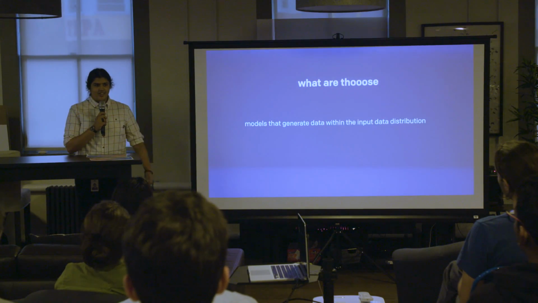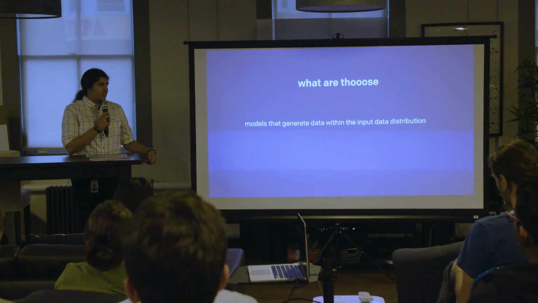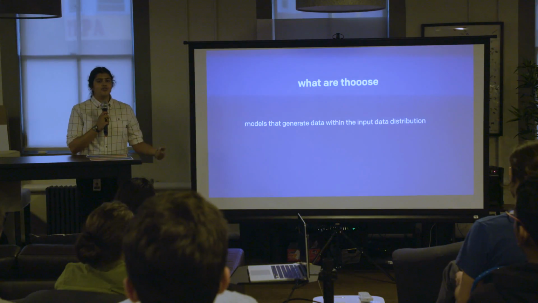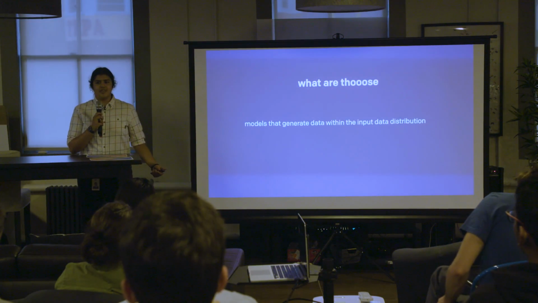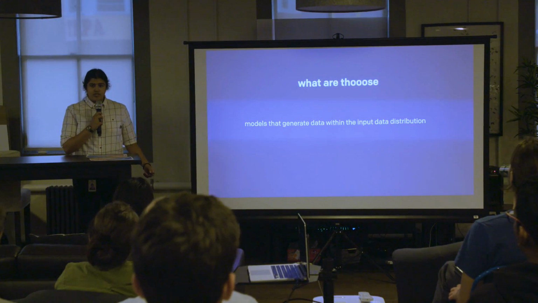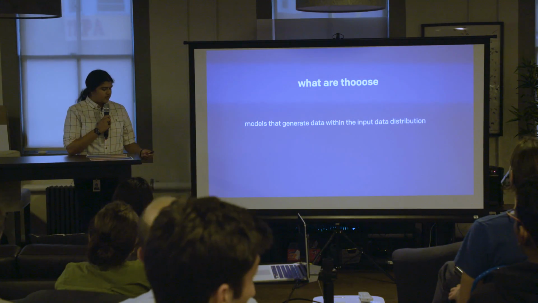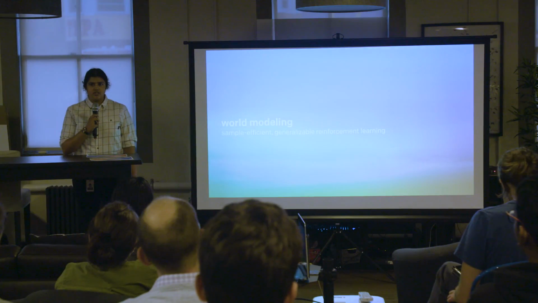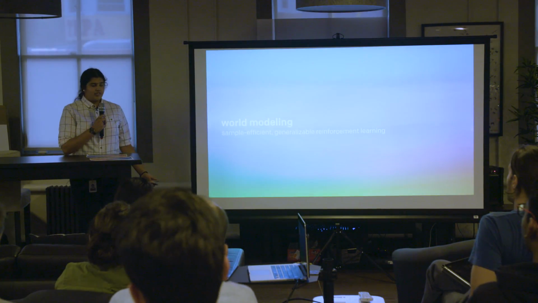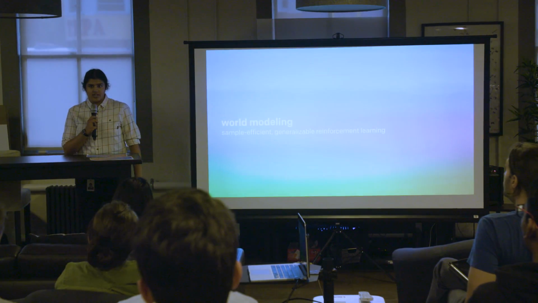It's not inherently clear from my explanation, but when you're able to generate images of dogs, you hope that your model has learned something more useful about exactly what is in the images of these dogs, and it learns some kind of structure that's important. So there are many applications for these types of models. The first one I'll be talking about is world modeling. And world modeling is useful for sample-efficient, generalizable reinforcement learning.